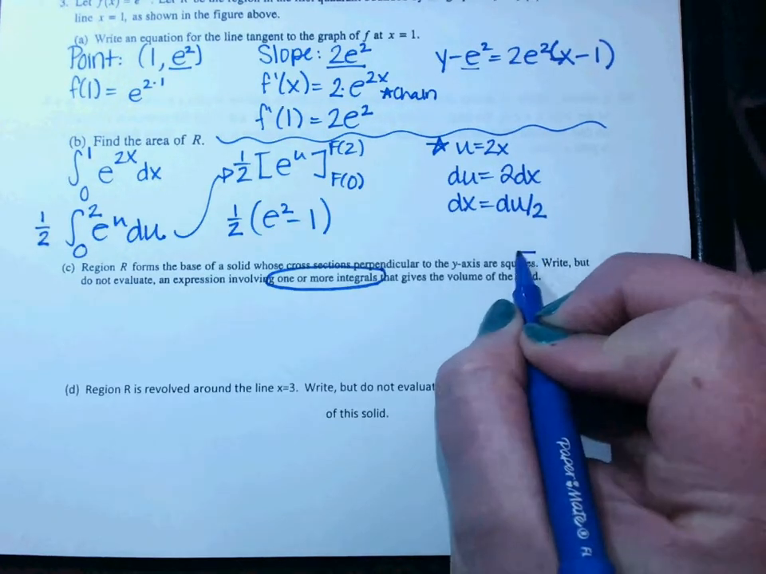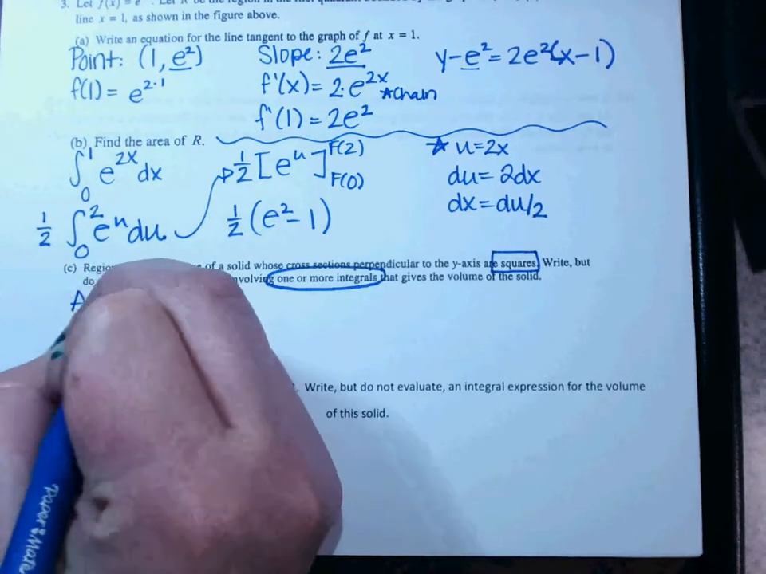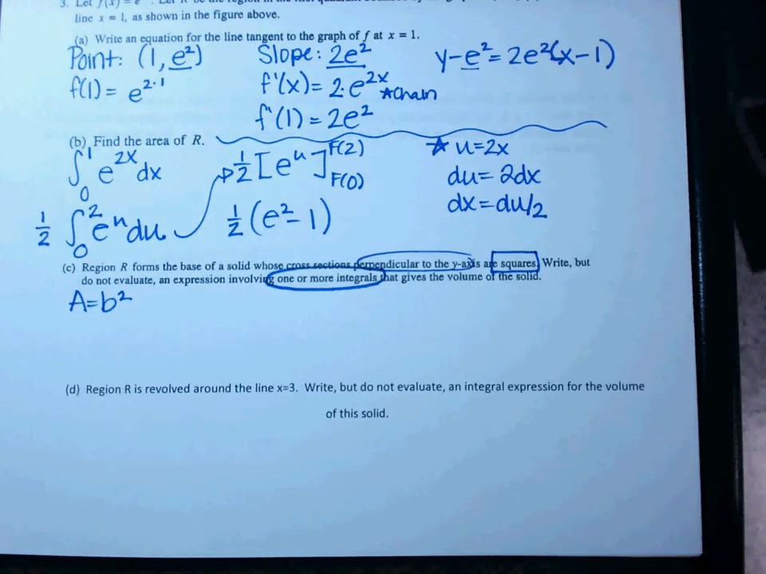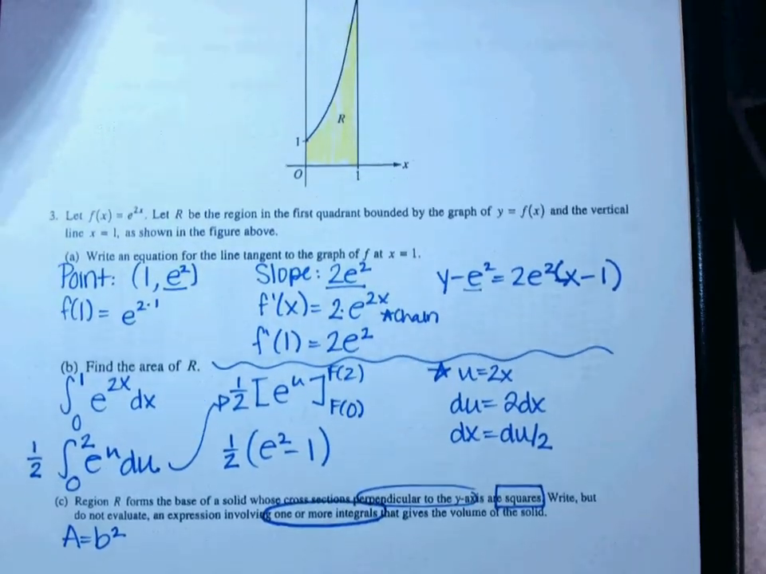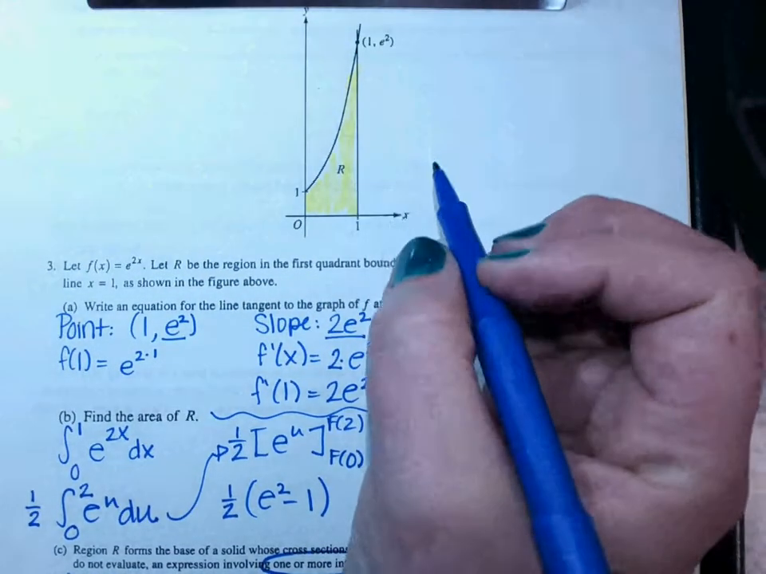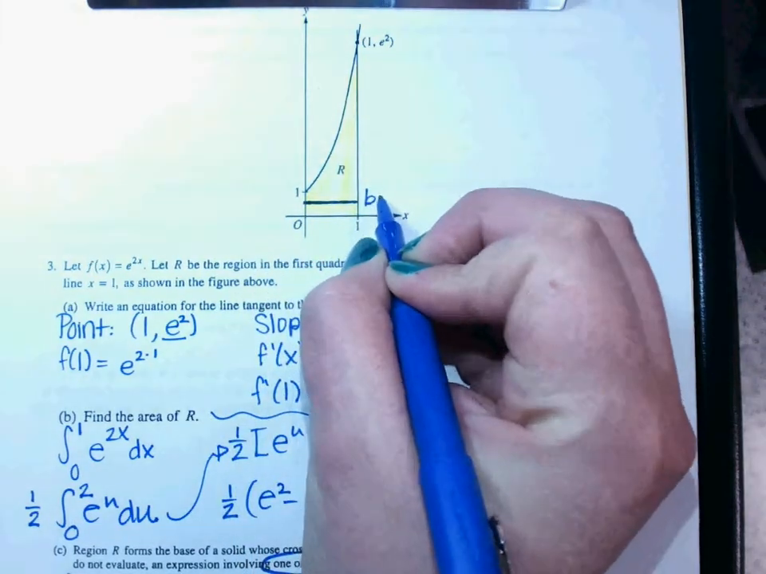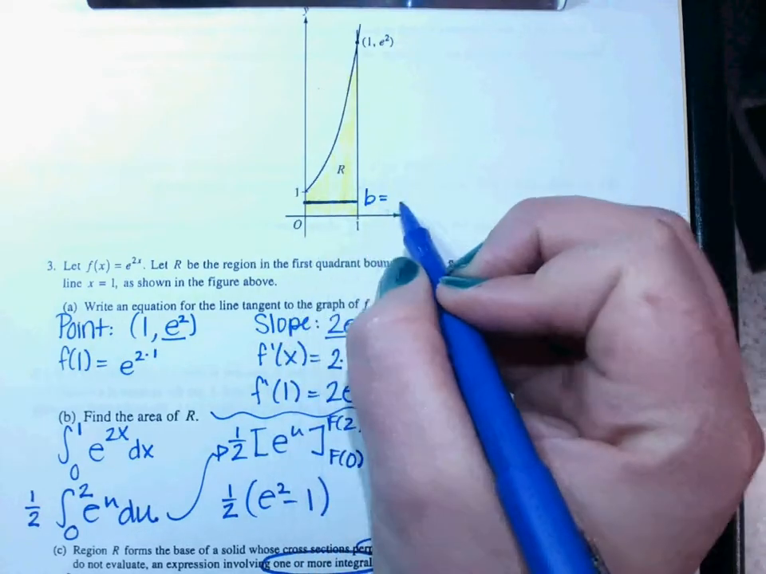If it is a square, how do you find the area of a square? B squared. Okay, A equals b squared. And if I'm perpendicular to the y-axis, which way are they running? Sideways. Yeah? Okay, so I'm going to come up to my picture here, and I'm going to draw in my base. Now, if I draw in my base this way, what two things am I touching? X equals 1 and 0, yeah?